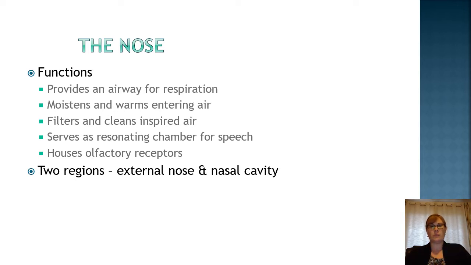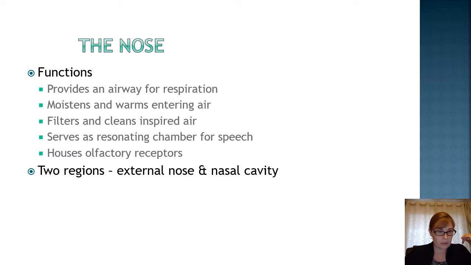And then the other thing that the nose can do is it can provide a resonance chamber for speech, which really just means you have kind of an open area in here. Sinuses have the same type of role, and that is going to allow sound to amplify. So I always think of acoustics. The nose also houses olfactory receptors.